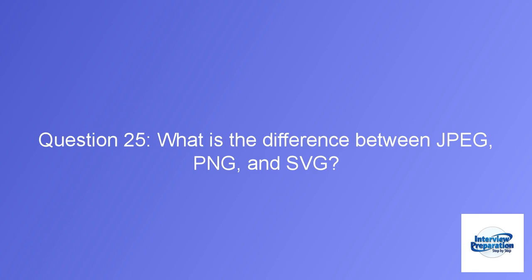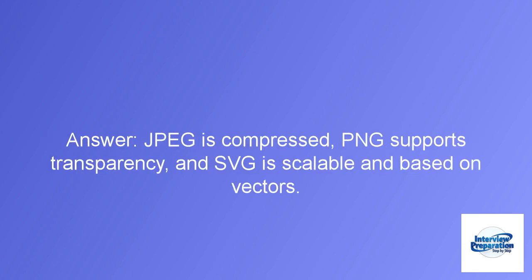Question 25. What is the difference between JPEG, PNG, and SVG? Answer. JPEG is compressed, PNG supports transparency, and SVG is scalable and based on vectors.